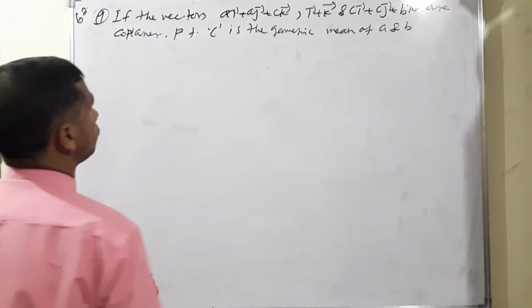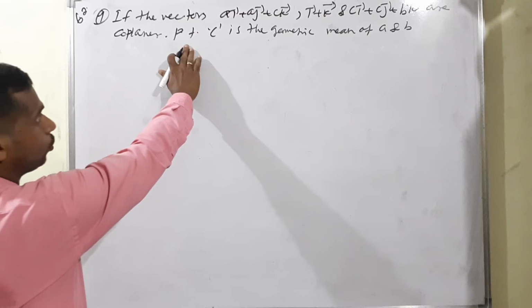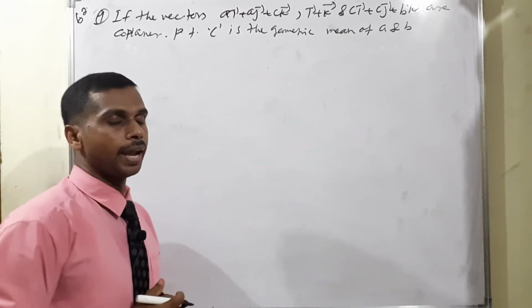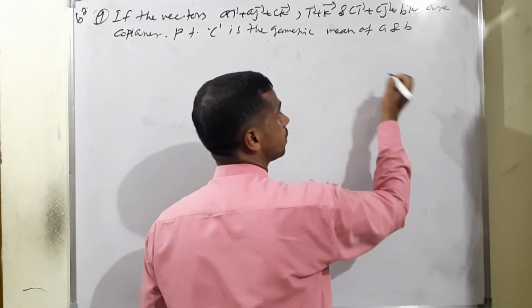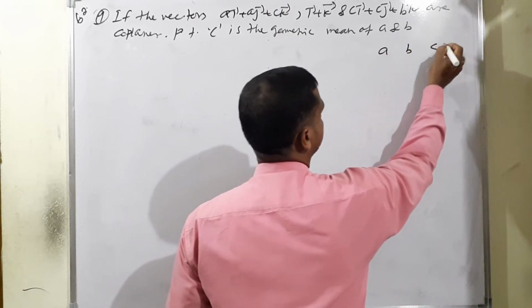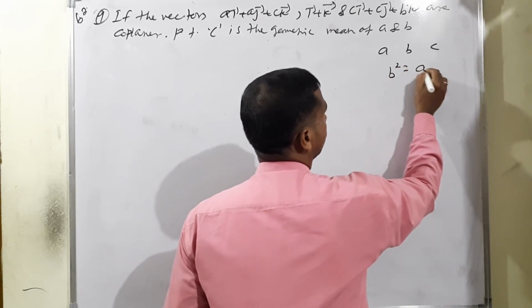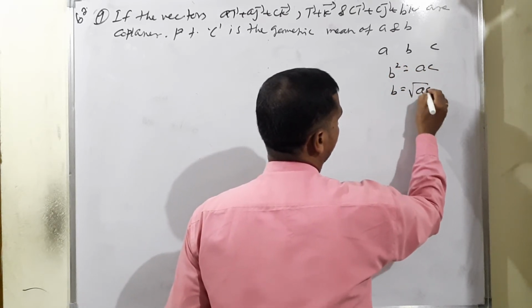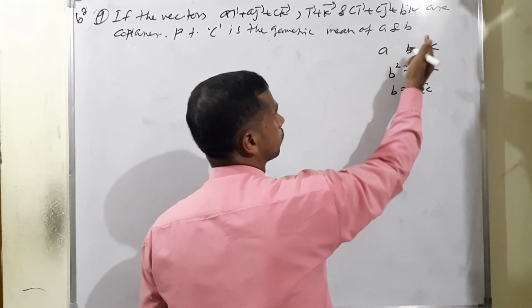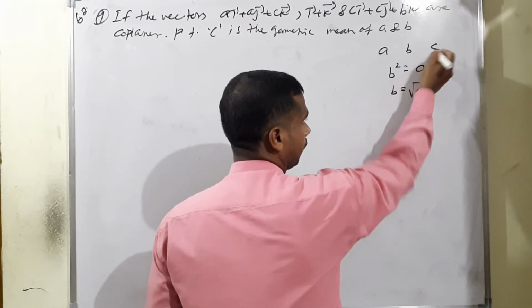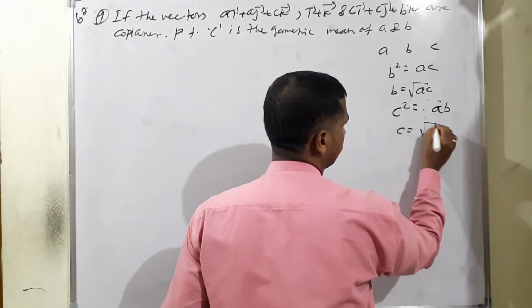Question number 9. If the three given vectors are coplanar, then prove that C is the geometric mean of A and B. Last time we already studied the meaning of geometric mean. For A, B, C, the geometric mean of A and C means B square is equal to AC. Therefore B is equal to the square root of AC. This is called the geometric mean. Here, for the geometric mean of A and B, the answer will be C square is equal to AB. Therefore C is equal to the square root of AB.